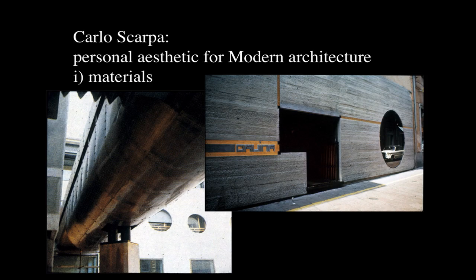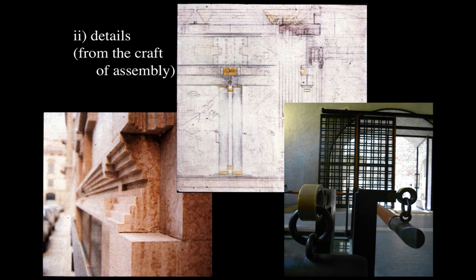How does he create this personal aesthetic? Well, sometimes through the choice of materials, sometimes traditional materials, sometimes modern materials. Secondly, we're going to see details. And his details are often from the craft of assembly. How do you actually put these materials together? And how can my details be sympathetic to the material, to the machines that are going to be used to create the smaller pieces of material that are then assembled? And how can all of this just make sense in terms of the making of the material?